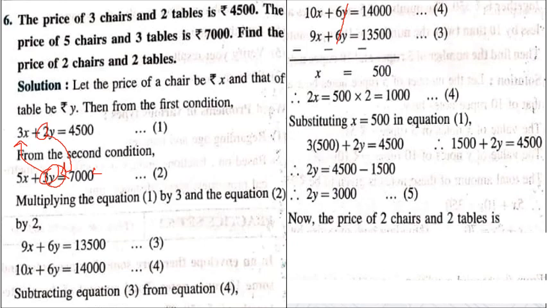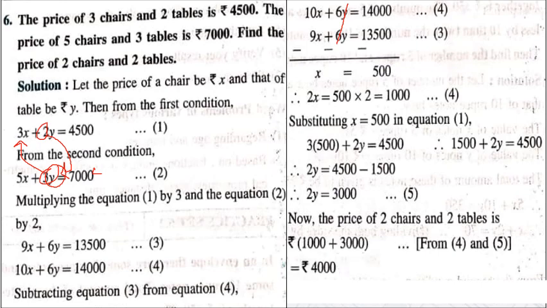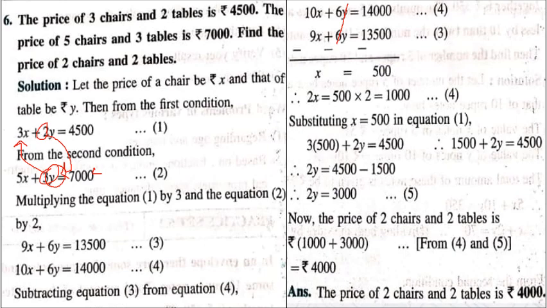Therefore y is equal to, no, we do not have to find individually. So we got the price of both chairs and tables. So the price of 2 chairs and 2 tables is 1000 rupees plus 3000 rupees. That becomes 4000 rupees. So together it is 4000 rupees. So the final answer will be in the form of a statement: the price of 2 chairs and 2 tables is rupees 4000.